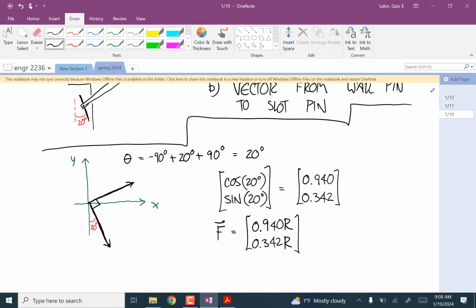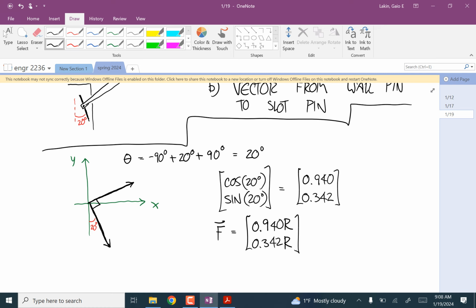Anybody have any questions about that? Yes. Is the vector from the wall pin to the slot pin just like the length of the rod connecting them? It's the length times the cosine and sine of the angle.